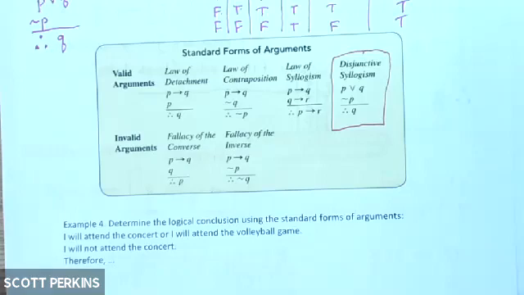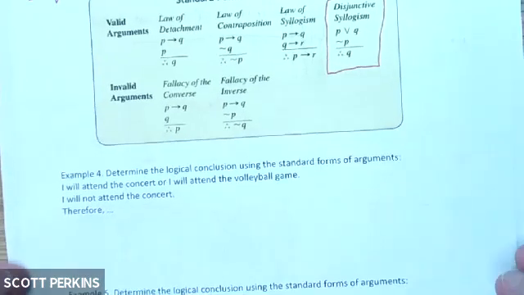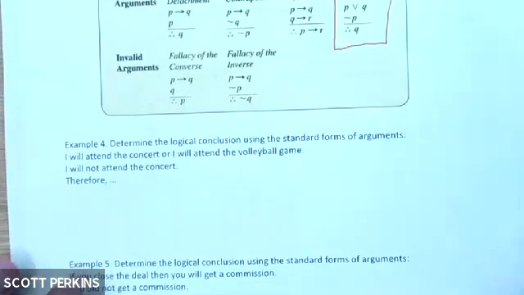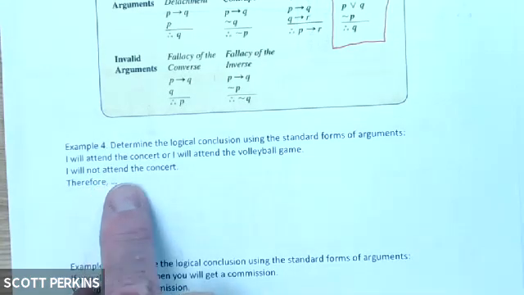So what we're going to do with our last two problems is use this table just to practice arguments in a different way. I'm going to do example 4, then I'm going to have you do example 5. What we're going to do here is finish this argument. The argument goes like this: I will attend the concert, or I will attend the volleyball game. The second premise is I will not attend the concert. So there's the given information, and I want to know, what is the conclusion that I would have to draw from that?